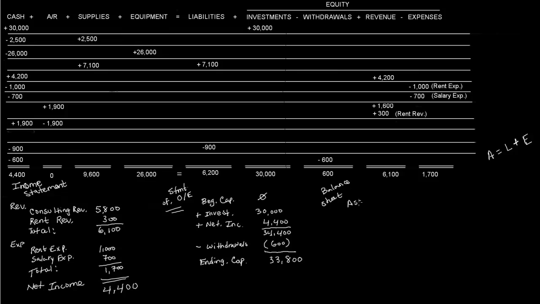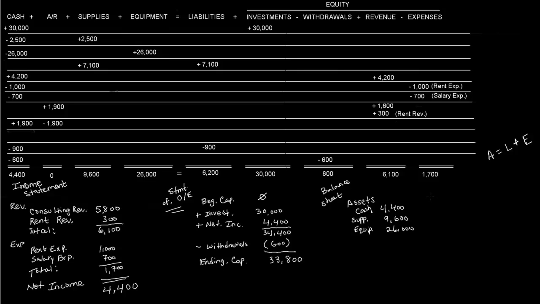So in assets, we have our cash. Let's go ahead and put the amount too. So cash is 4,400. We also have supplies, and I'll abbreviate that, which is the 9,600. And again, if there was anything in the accounts receivable account, I would put that number down as well, but right now that's a 0, so I'm not going to put anything in there. And we also have equipment, and that is the $26,000.